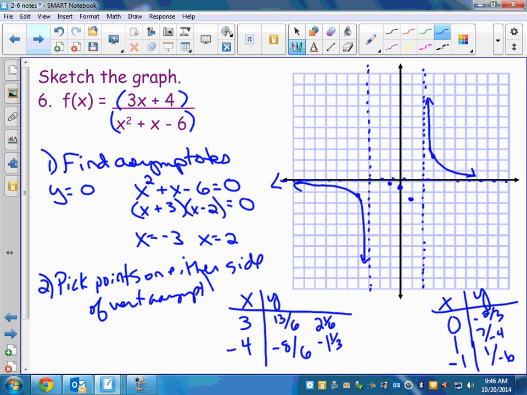Should we pick another point just to make sure? Has anybody picked -2 yet? I think everybody is good. I know, you're all just sitting there like bumps on a log, just waiting for me to do all the work. Yeah, we'll see. I'll check tomorrow and see.